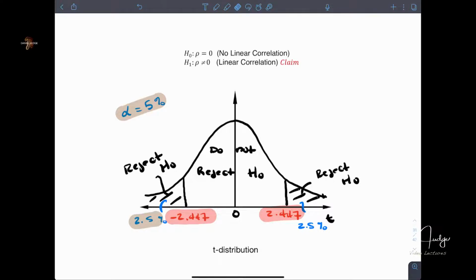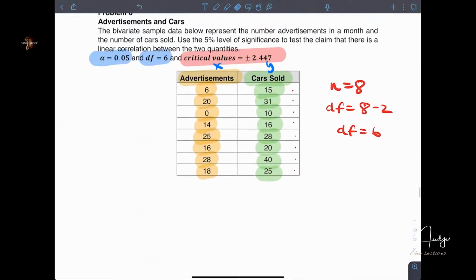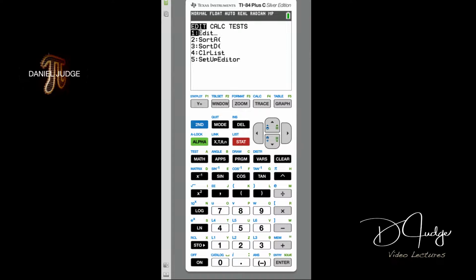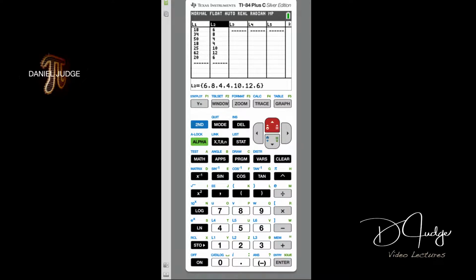Okay, we're ready to enter our data formally to get our sample linear correlation coefficient, the r value, and our test statistic. We're ready to enter this data here in the TI. So we go to, again, stat, edit. We're going to clear out these lists. Scroll to the title, L1 and L2, and hit clear. You're now ready. So 6, enter. 20, enter. 0, enter. 14, enter. 25, enter. 16, enter. 18, enter.